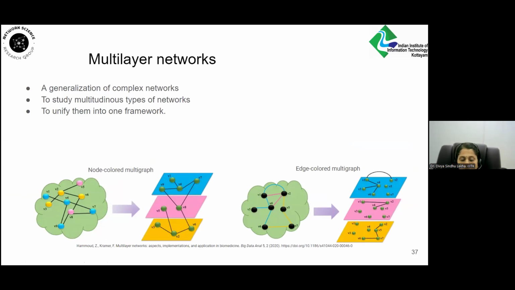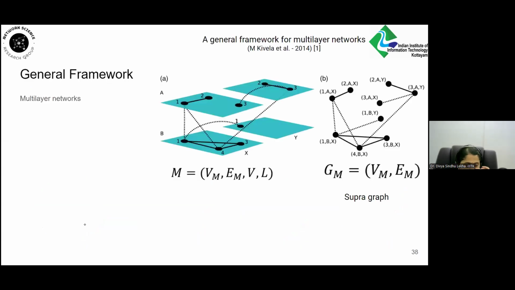Now when we want to combine all this information in a single framework, 2 different types of representation are possible. One is the node colored multigraph. We can see that the same nodes are represented in different layers, but they are colored with respect to which layer they are in. Or else you can have an edge colored multigraph. Here we'll be coloring the edges belonging to separate layers. Right, now we'll see the general framework and how this is interpreted.